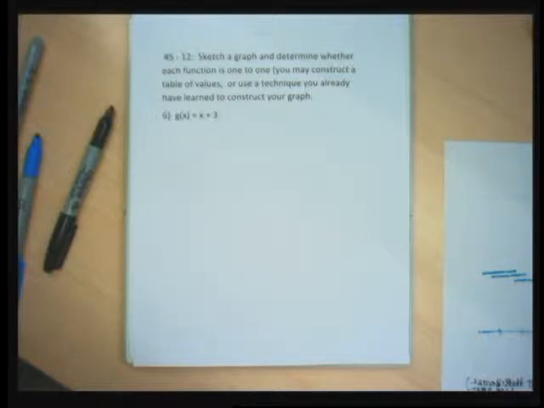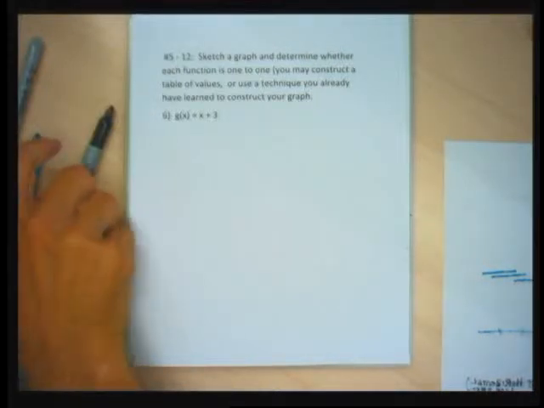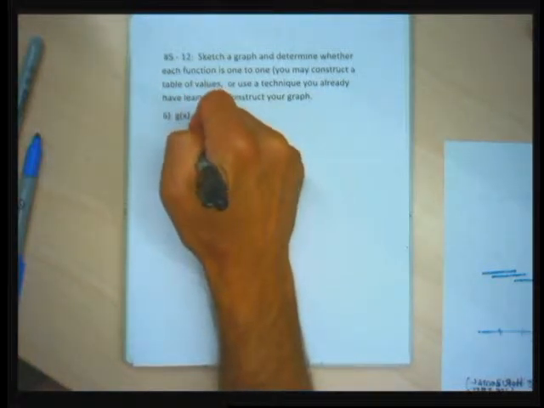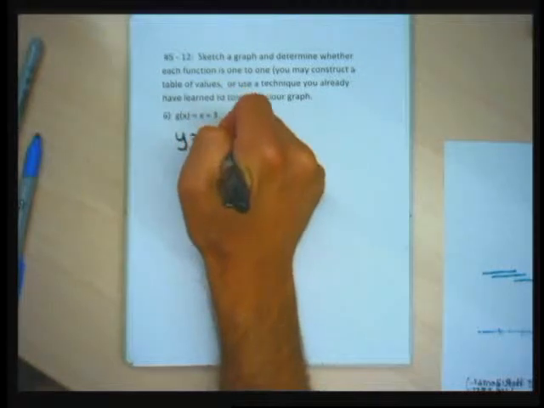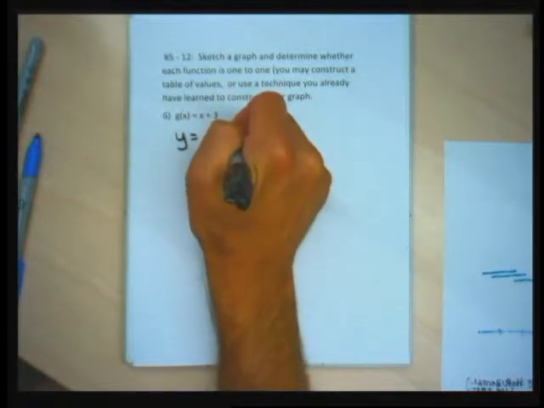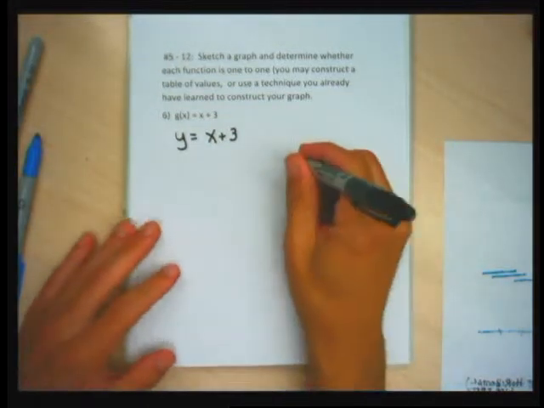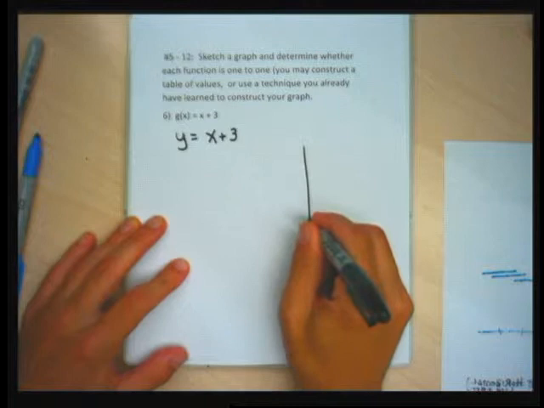When I'm dealing with function notation, if you don't like it, you can change the function notation to a y. So if I wanted to sketch a graph for number 6 and the function notation was kind of messing me up, the graph of g of x equals x plus 3 will be the same as the graph of y equals x plus 3. For me, it's just easier to graph with y's, so I'm going to graph with y's.